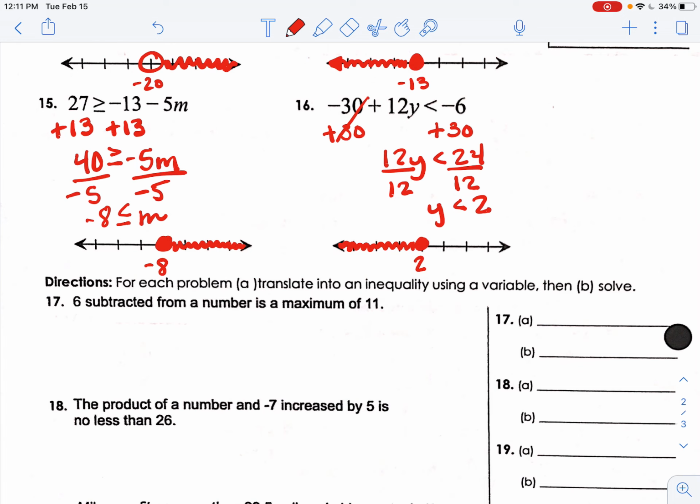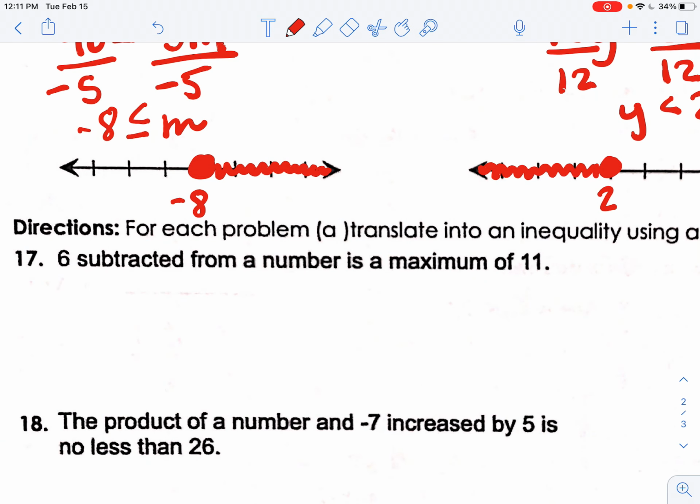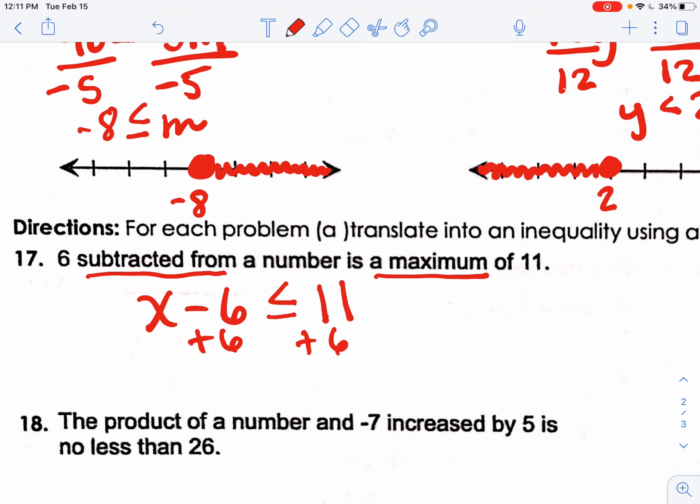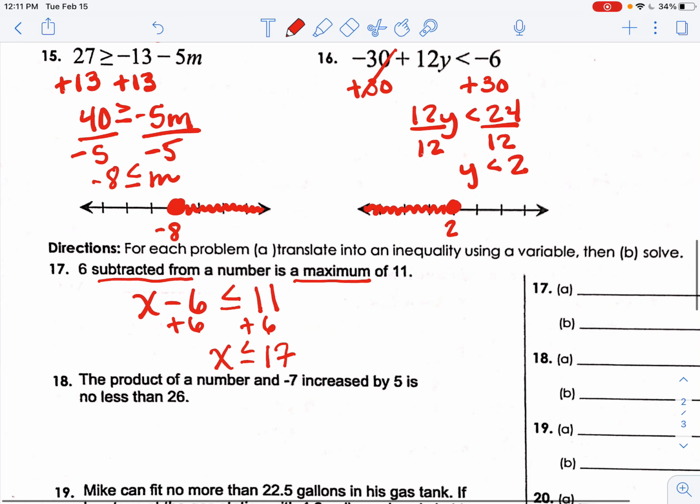Okay, number 17, translate into an inequality and then solve. 6 subtracted from a number. So subtracted from a number needs to look like this. 6 subtracted from a number is x minus 6. Is a maximum. Maximum is less than or equal to 11. Solving, add 6 to both sides. X is less or equal to 17.